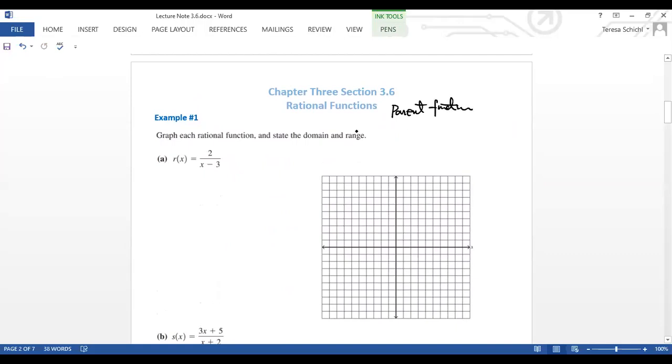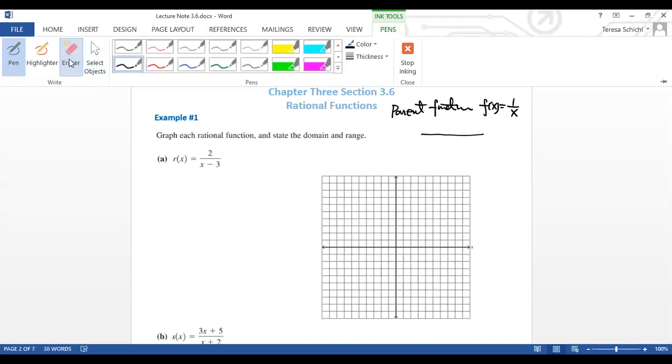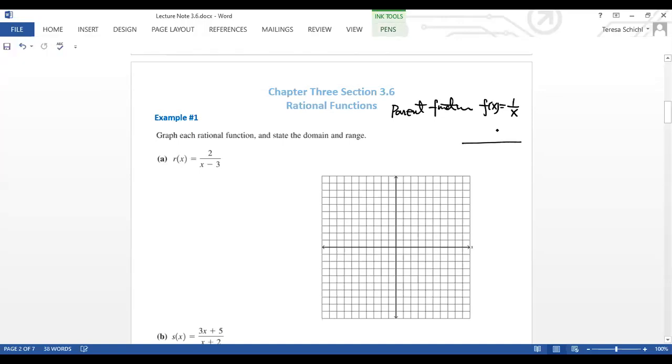The parent function for the rational is f of x equals 1 over x, which we learned in chapter 2. When we do this type of graph, we need to know a few key points. Let's put a few key points here, so we can do the transformation according to those points.